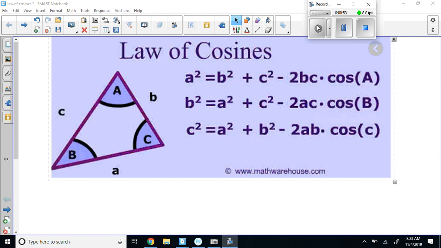So a squared equals b squared plus c squared minus 2bc times cosine of A. This works great if they give you all the sides, or if they give you two sides and an angle and want you to find the other side. But if they give you all the sides and want you to find an angle, then you'll have to take the inverse of the cosine, cosine to the -1. We'll work through a couple of those problems.